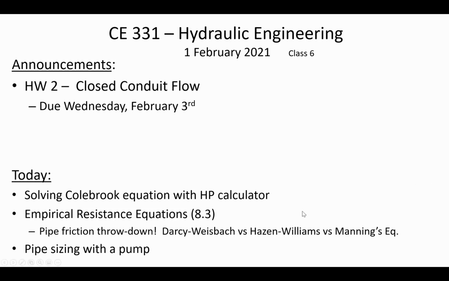We're also going to talk about a little bit more of the comparison of empirical resistance equations. So we'll do a head loss comparison for the same scenario, calculated 3 different ways. We'll look at what the head loss is if we do it Darcy-Weisbach versus Hazen-Williams versus Manning's equation, and we'll also go through an example that I sent you the template file for before class. I emailed you a spreadsheet that has the starting point that we're going to use for a pipe sizing problem.